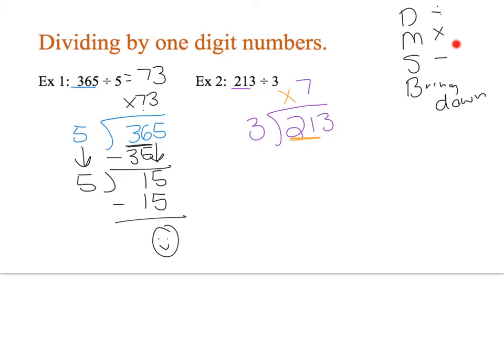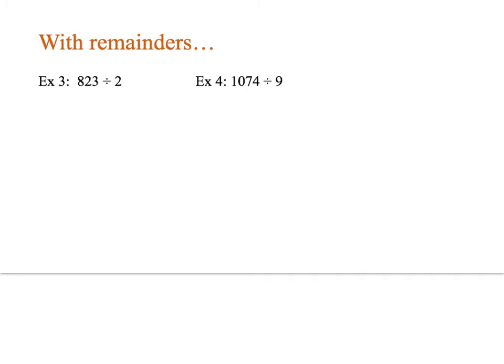Step 2 says to multiply. 7 times 3 is 21. Then we subtract. 21 minus 21 is 0. Next step, bring down the 3. 3 into 3 fits in exactly 1 time. Multiply. 1 times 3 is 3. Subtract. Get 0, and you're happy because you're finished. Alright, remember that mnemonic. Dad, mom, sister, brother. Divide, multiply, subtract, bring down.